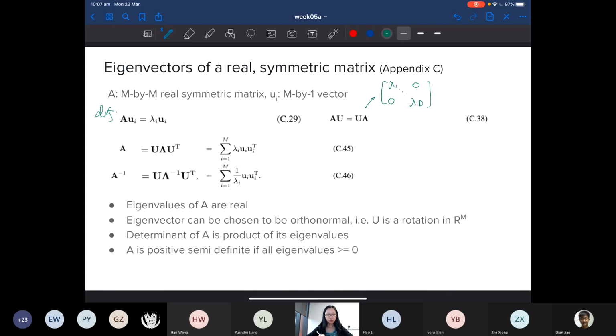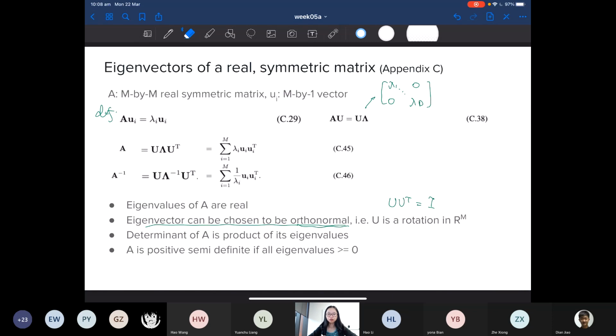For symmetric matrices, the eigenvectors can be chosen as orthogonal to each other. What that means is that the eigenvectors are orthonormal, and U transpose U is the identity matrix. What this means is that if we multiply C.38 on either side with U transpose, or the inverse of U, we get the following expression: the big matrix A equals U lambda U transpose.